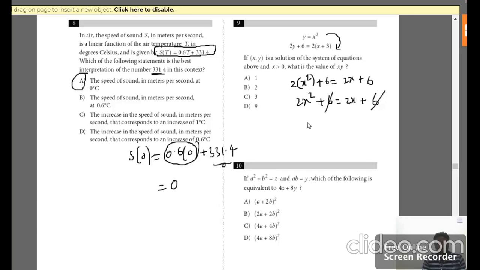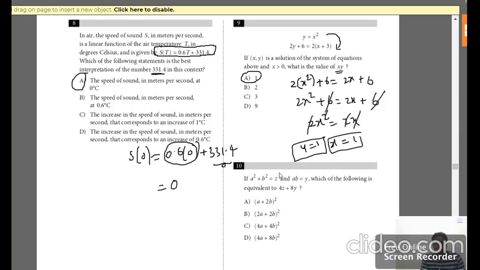6 and 6 go out. So you're going to get x square is equal to 2x. Upon cancelling, basically you get x is equal to 1. When I substitute over here, my y is also 1. They have asked us to find the value of xy, the product. So both x and y, if we multiply, definitely we are going to get 1.